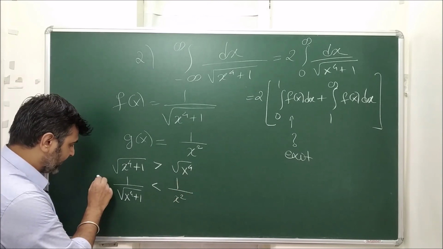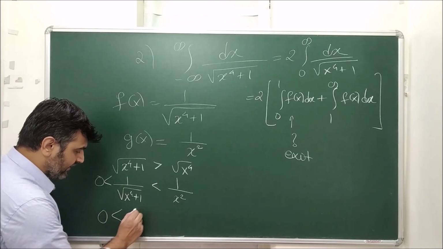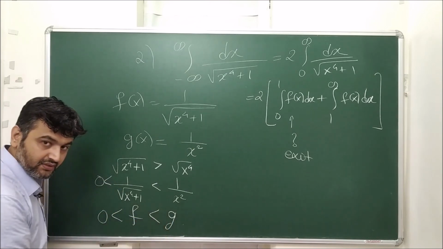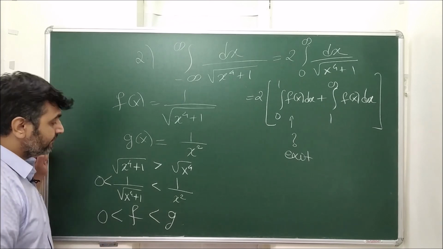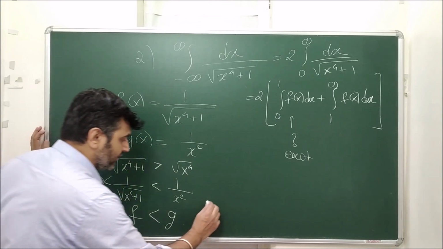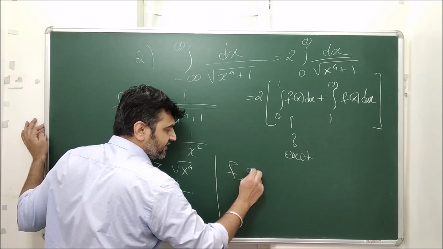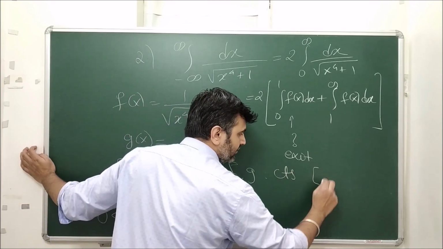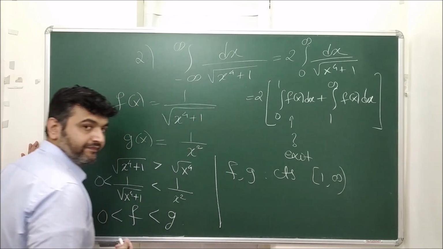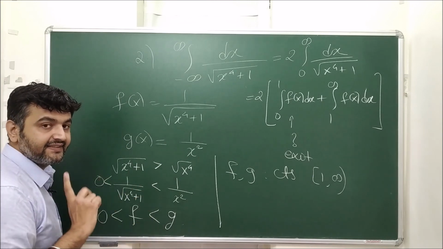So what, and they are greater than 0. So I have 0 less than f less than g. So they are positive functions and both are continuous over the domain, and your f and g are continuous over 1 comma infinity. So all the conditions of DCT are satisfied.